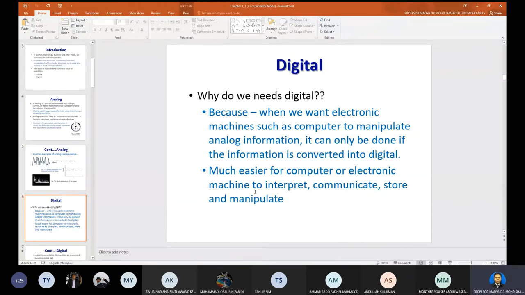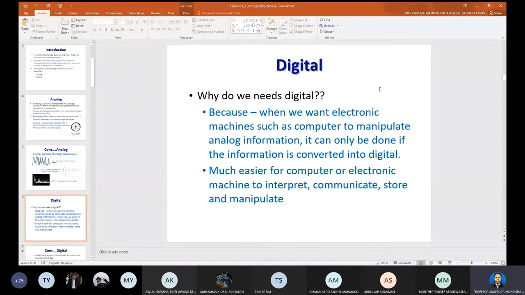Before that, I mentioned to you that we deal with analog. So that's why we need a converter to convert from analog to digital. That we call the ADC. A stands for analog, D for digital, so analog to digital converter, ADC. And then from digital to analog, we have the DAC, that means digital to analog converter.